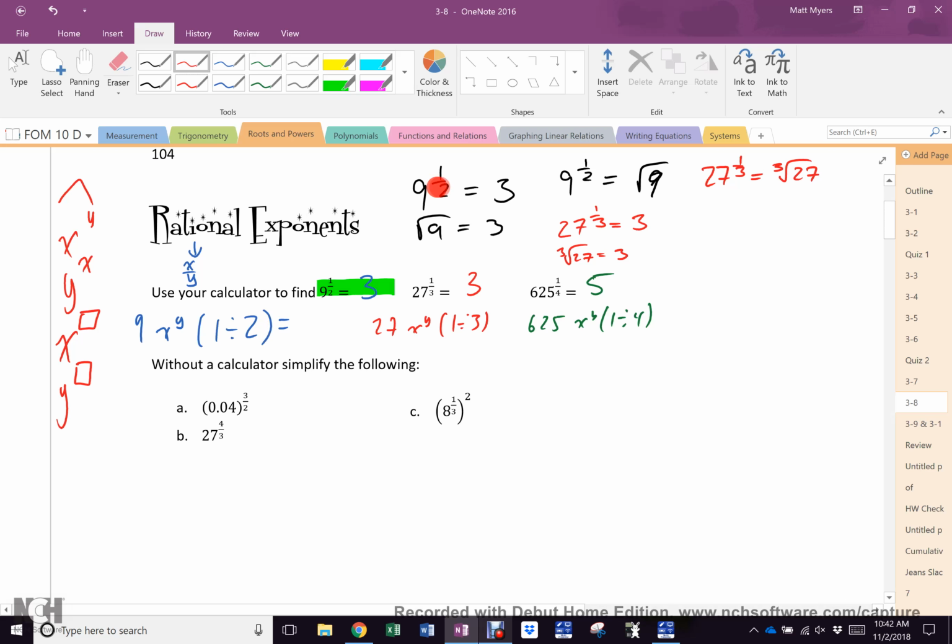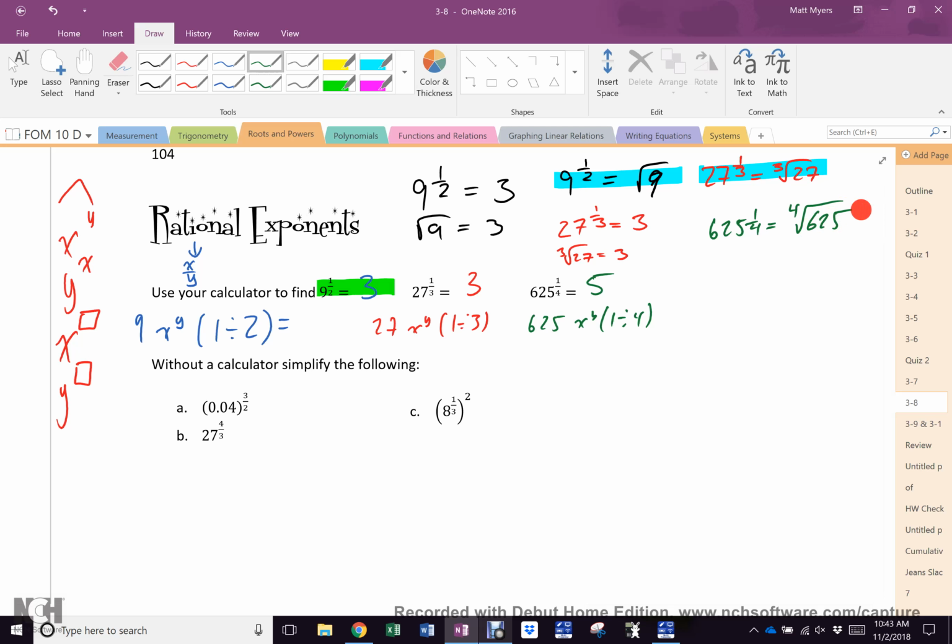Do we all understand what is happening here? We all understand why we are able to say that and that, correct? Now, use your brain. 625 to the 1/4 must equal what? The 4th root of 625. Nice! Air knuckles.